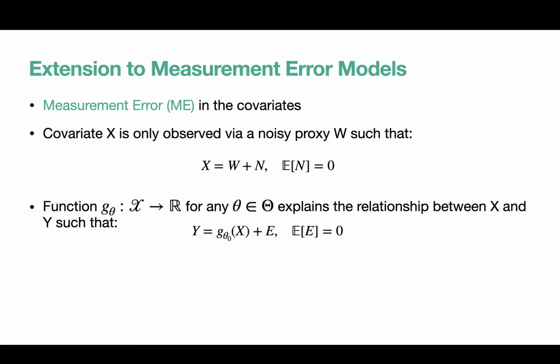So in the measurement error setting, we're in a regression setting where we care about performing Bayesian inference for the parameter theta that indexes the regression function g theta, which explains the relationship between covariate x and outcome variable y. But x is only observed via a noisy proxy w. So we have additive measurement error on x with zero mean. This type of error is also called errors-in-variables models in statistics, so maybe you've heard of it under that term.